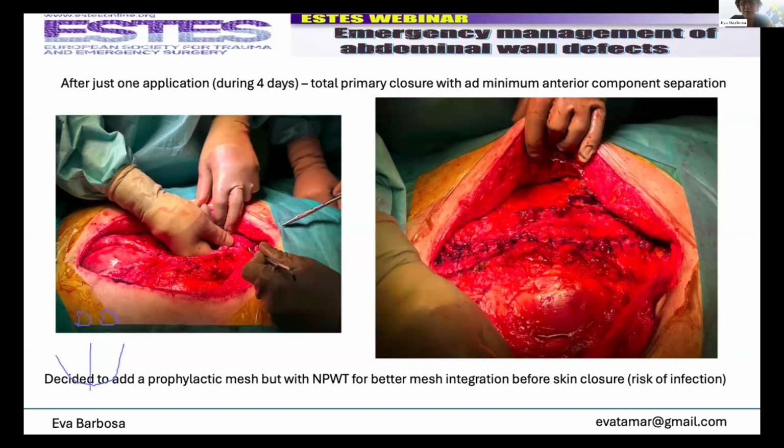So we decided to add a prophylactic mesh in this case, because it was a high risk for dehiscence of the abdomen, but just put negative pressure wound therapy for better mesh integration before skin closure because of the risk of infection. That means that we applied the prophylactic mesh, put negative pressure wound therapy, and then came back.